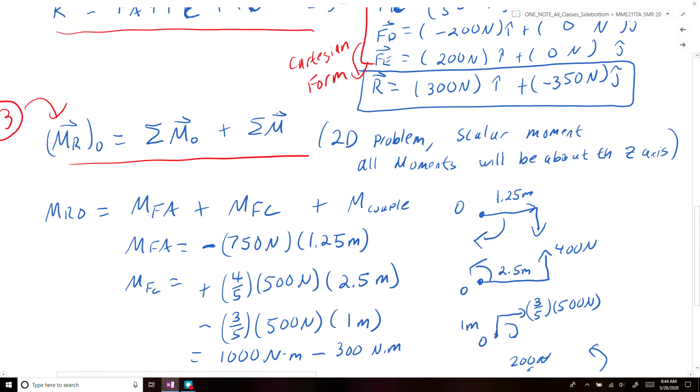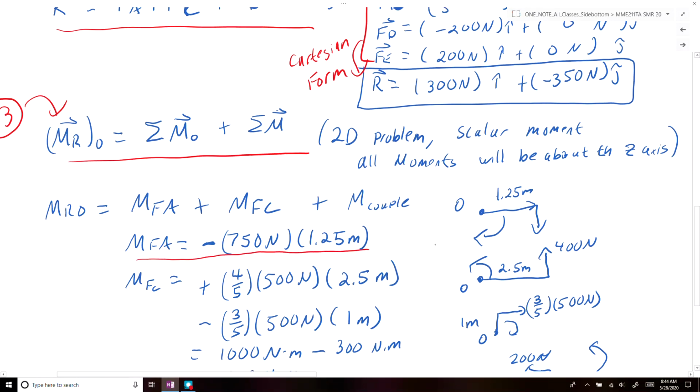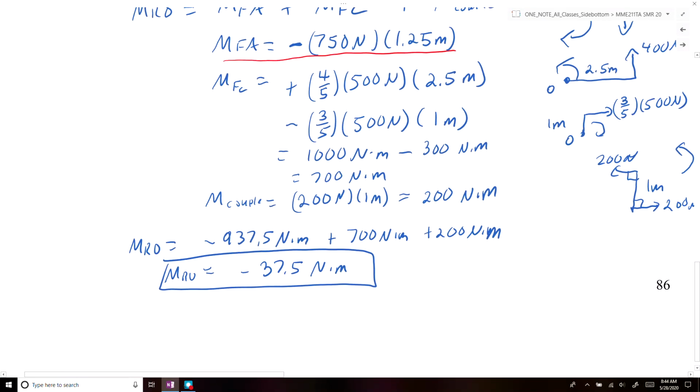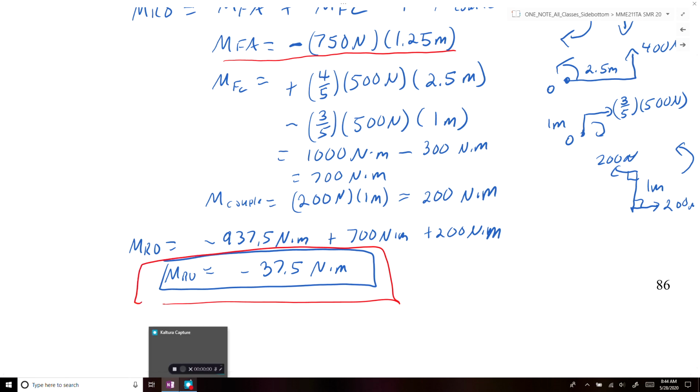So we solve for each of the individual moments and the couple moment, and then we add them together to determine our resultant moment. Right. And that concludes how you can simplify a system of multiple forces and couple moments to a single force and couple moment applied at a point.